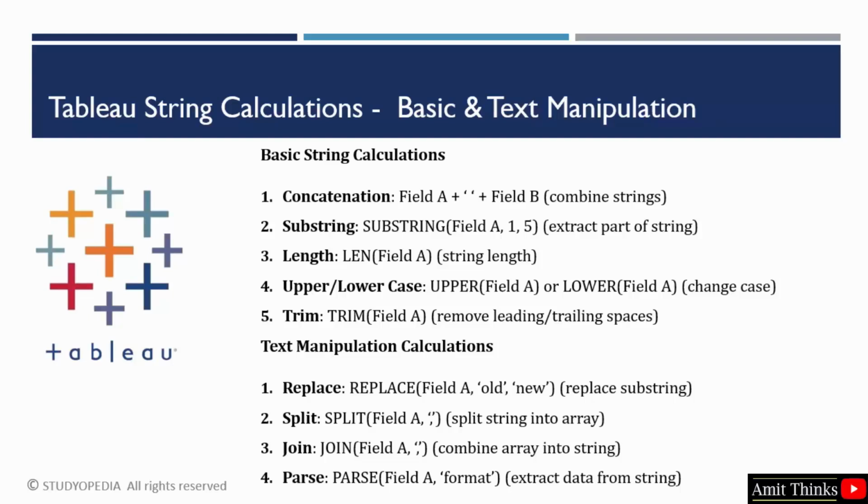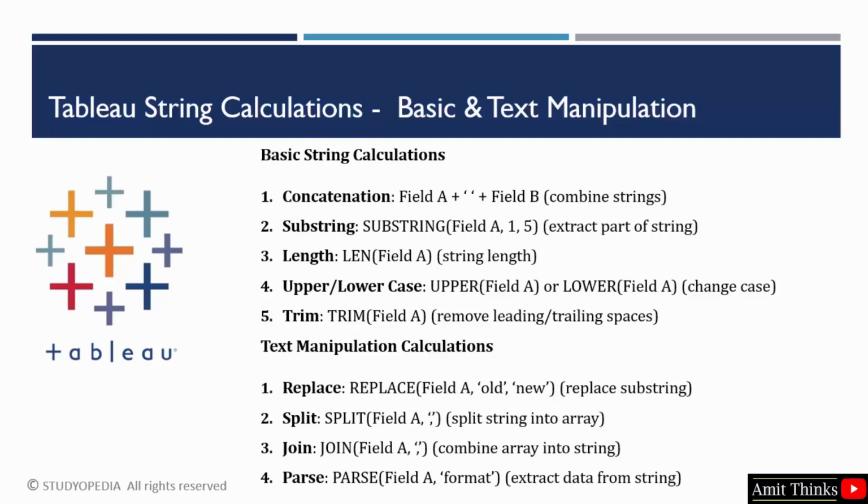Consider that our field names are like field A, field B, field C, okay, so that we can understand it easily. Let us start with the basic string calculation. Let's say you want to concatenate the first name with the last name. Let's say my name, you can concatenate Amit with Diwan to make it a complete name, that is Amit Diwan. You can also extract a part of a string using the substring method. Also we have the length method to get the length of the string, upper lowercase to convert it from one case to another, trim to remove the leading or trailing spaces.